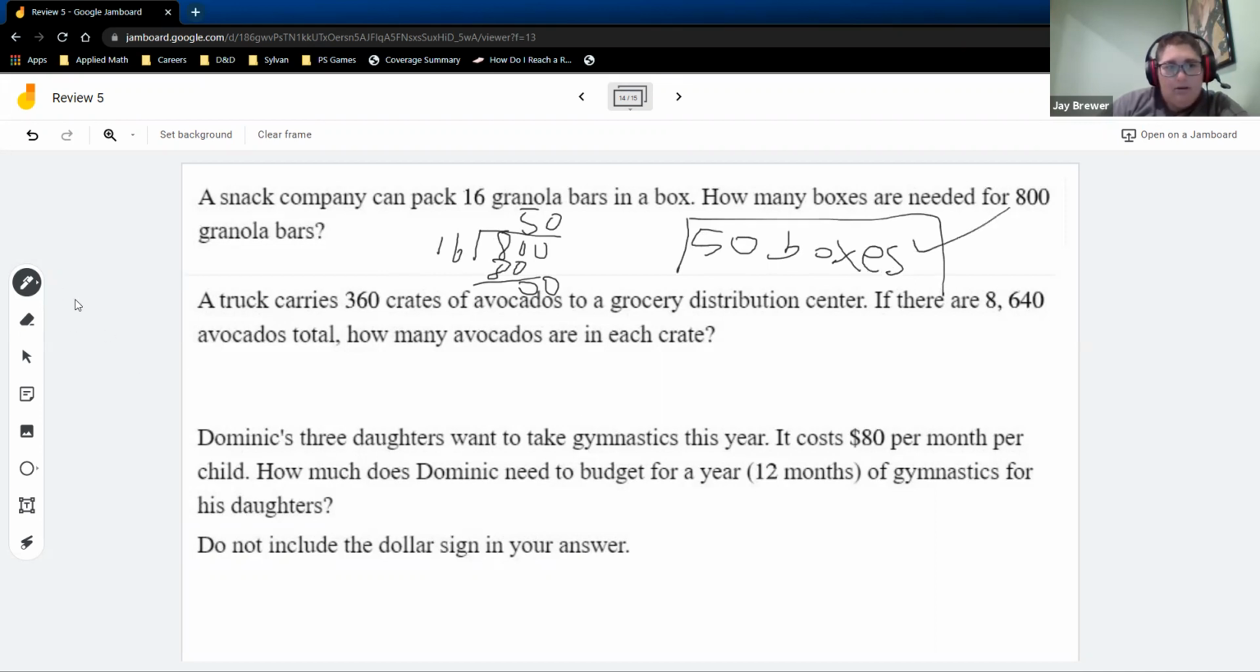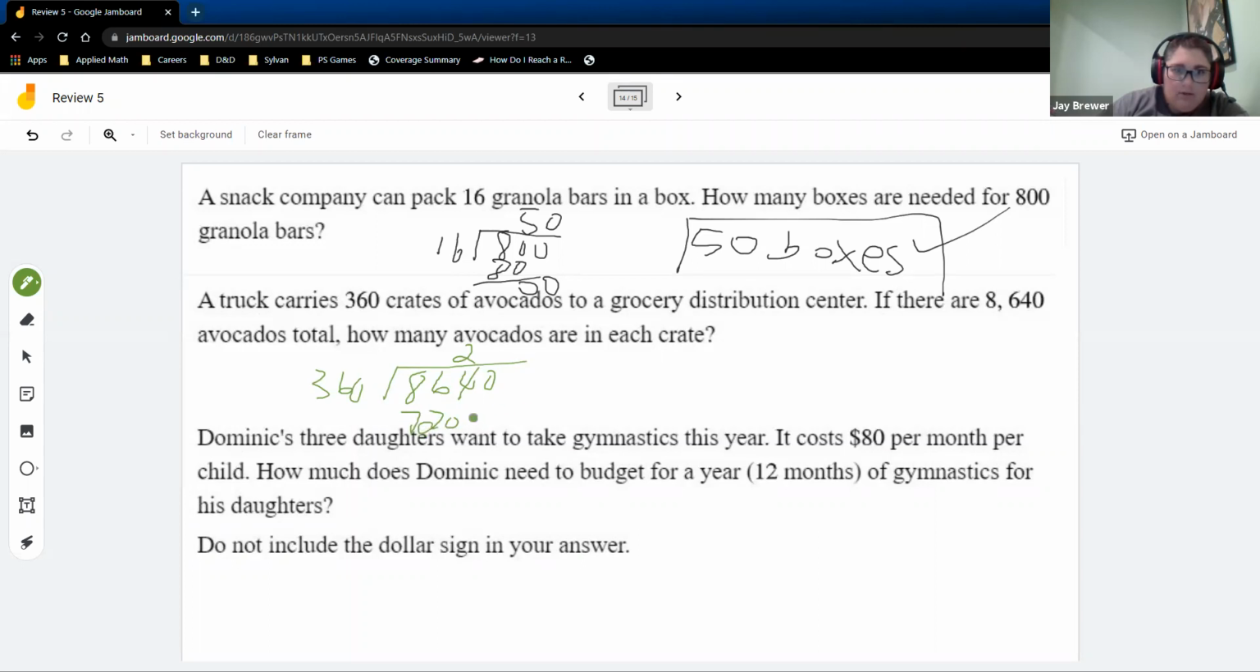Okay. Same thing, but a little bit different for avocados. We'll use green. So we have 360 crates, and then we have 8,640 total avocados. So we're going to figure out how many avocados are in each crate. What's interesting is you could actually, if you wanted to, cut off the zeros on both of these. We're not going to, because it's fine. So I actually started with a 2 here, and that helped me out. So 360 times 2 is 720.